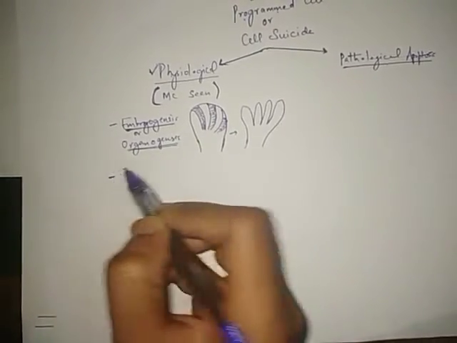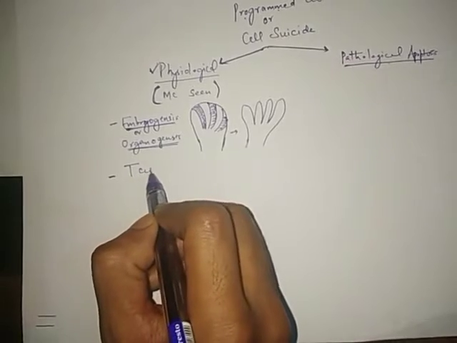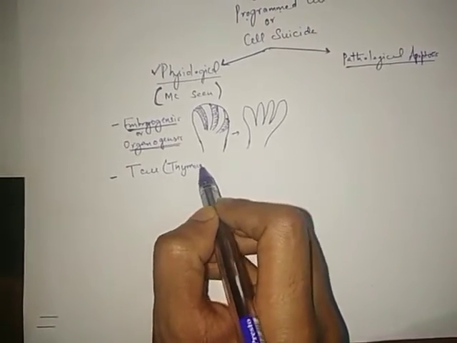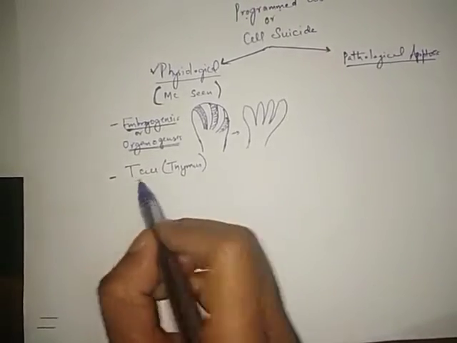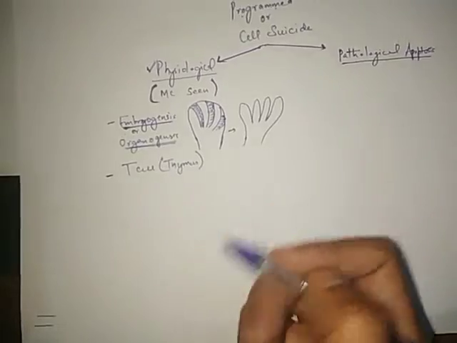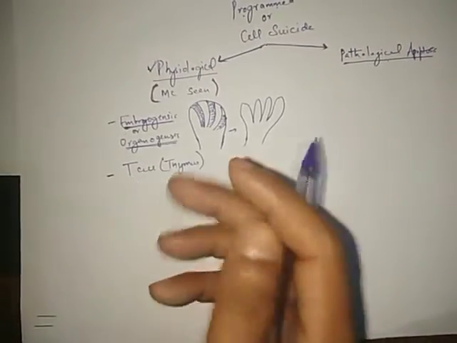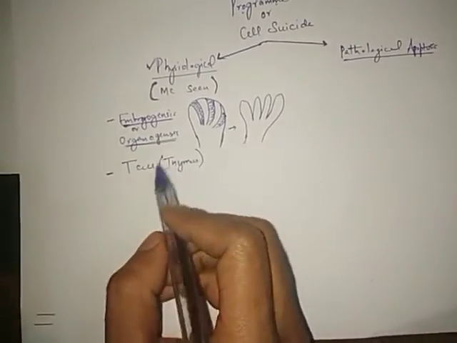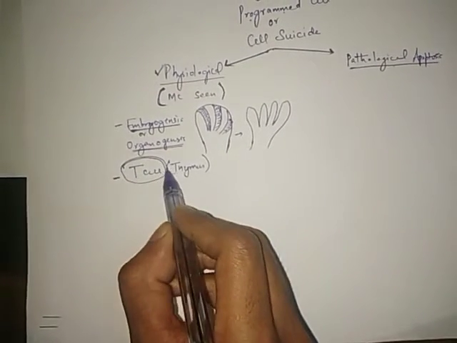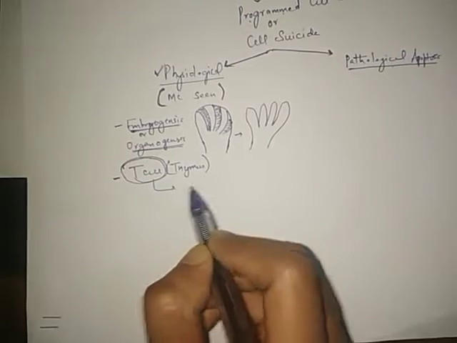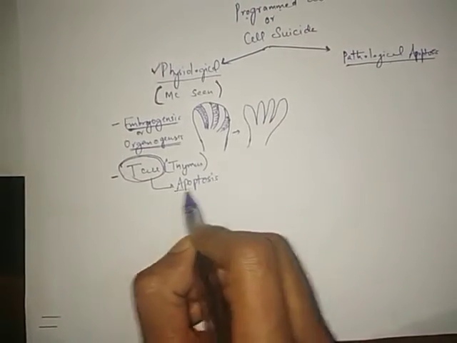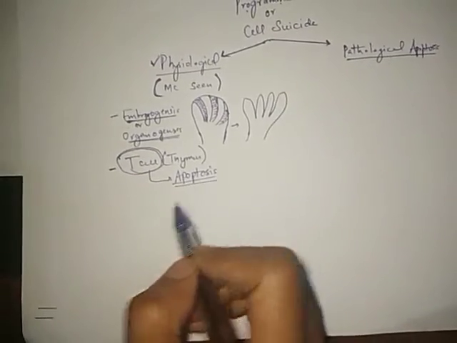It is also seen when T cells are maturing in the thymus. In the thymus, sometimes T cells are exposed against the body's own antigens present on the body's healthy cells. If the T cells start destroying the body's own cells, such T cells are not required by our body, and they undergo apoptosis, which is physiological apoptosis.